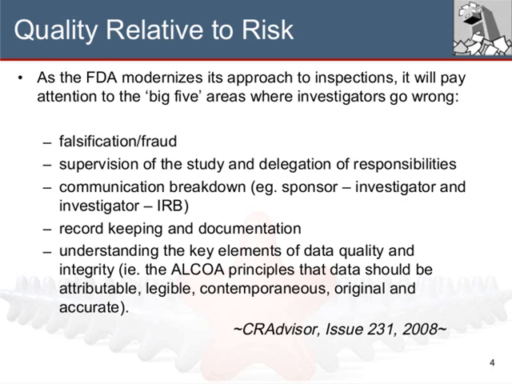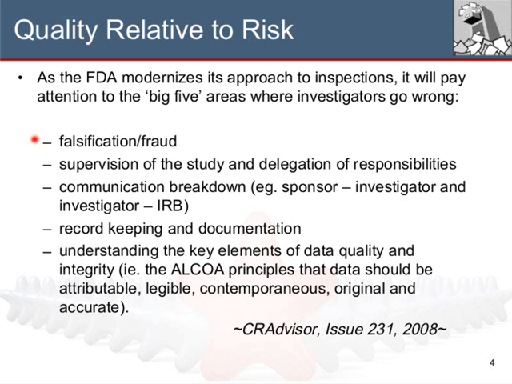Now this is a quote from the FDA on slide 4. That FDA was interviewed in the UK, and they discussed their recent modernization of their inspection program, which they officially announced in 2006. And they said, when we inspect research investigators, we pay attention to the big 5 areas where investigators go wrong. And you'll notice these 5 areas, and the first one is really interesting.